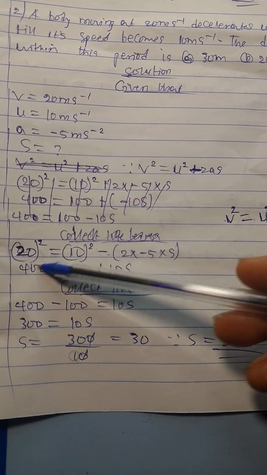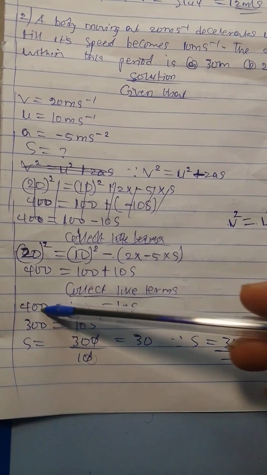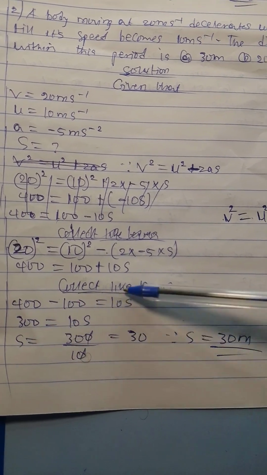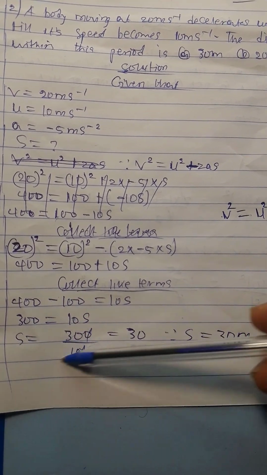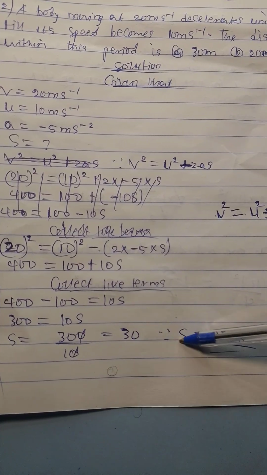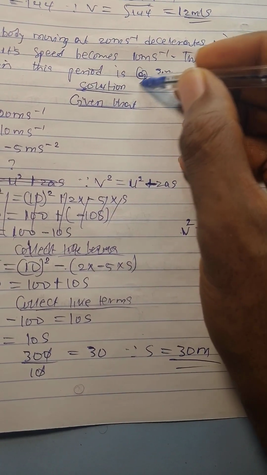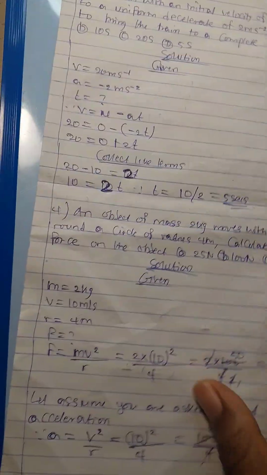We have 400 minus 100 equal to 10x. Now 400 minus 100 is 300, equal to 10x. So x will be 300 divided by the coefficient of x, which is 10. So therefore x is 30 meters. So my distance is 30 meters, and this is the answer. Okay. Now we have the next question.